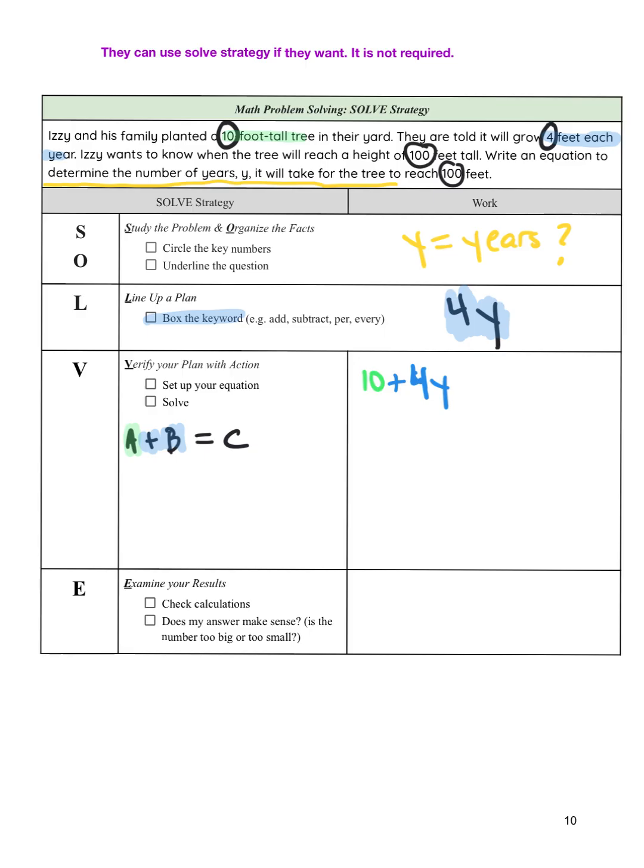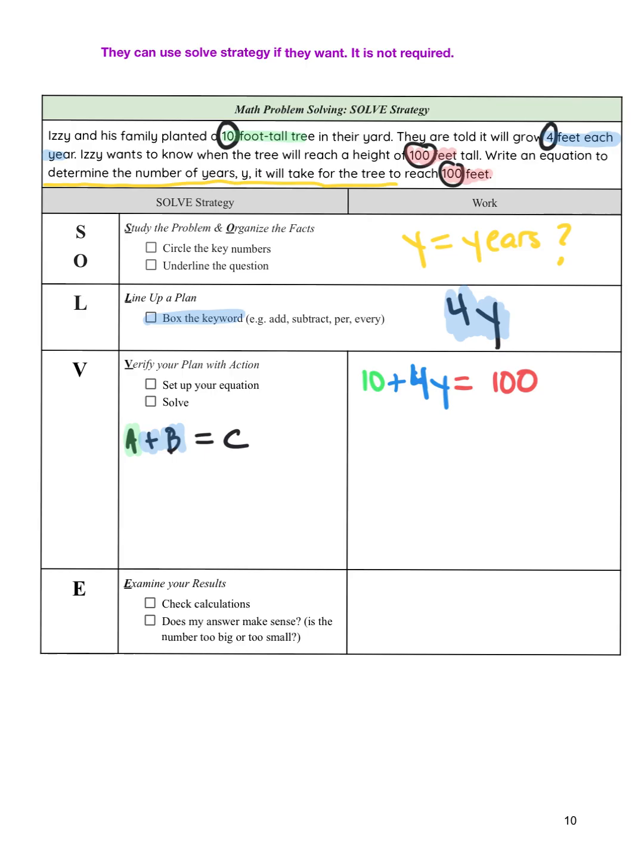And then last is my total, which is my C. How tall is the tree going to be at the end? Well, at the end, we're trying to figure out how long it's going to take for it to be 100 feet. So that would be my equation.